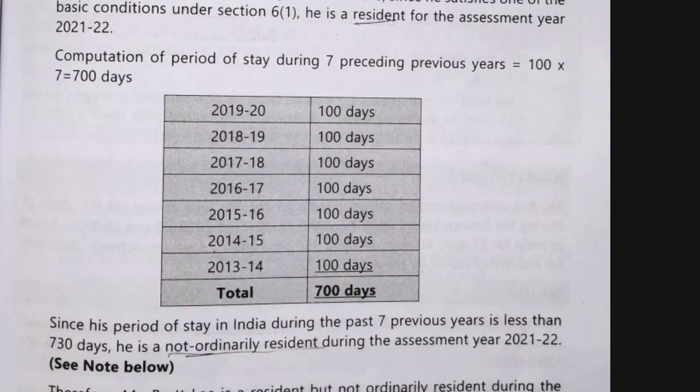Now, since he is a resident, we have to identify whether he is a resident and ordinary resident or resident but not ordinary resident. So, we have to look at the additional conditions. The first condition is he is a resident in 2 out of 10 previous years and he stays in India for 730 days or more during the preceding 7 previous years. Both the conditions must be satisfied to become a resident and ordinary resident. So, first of all, we can look at whether he has stayed in India for 730 days or more during the 7 preceding years. During the 7 preceding years, 100 into 7, he stays in India for only 700 days, which is less than 730 days. So, here he is a resident but not ordinary resident.